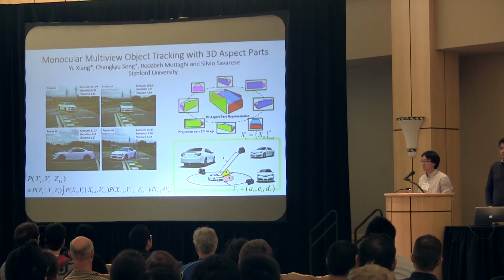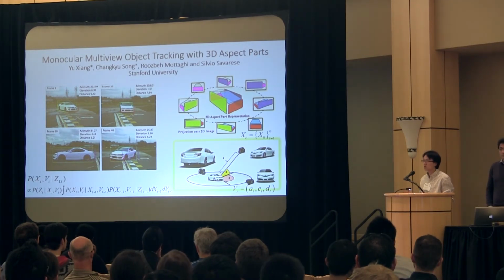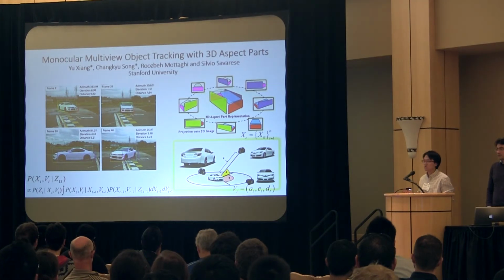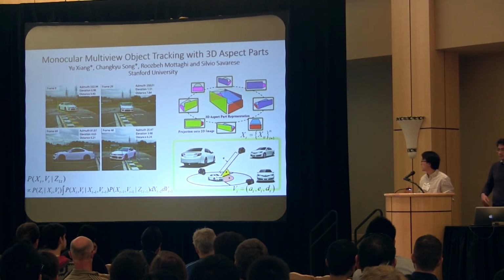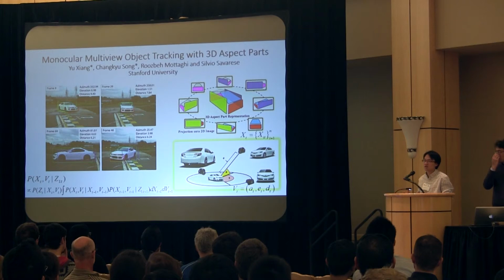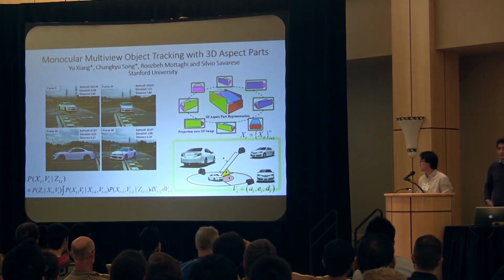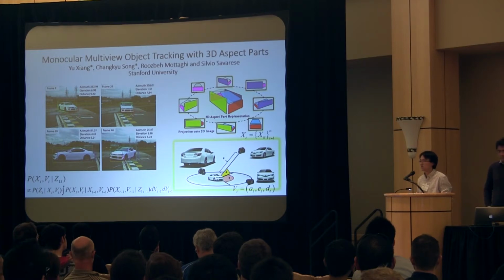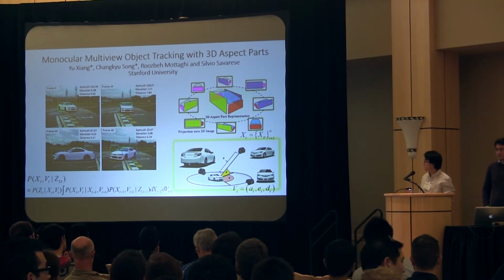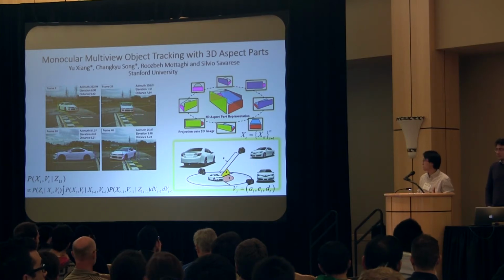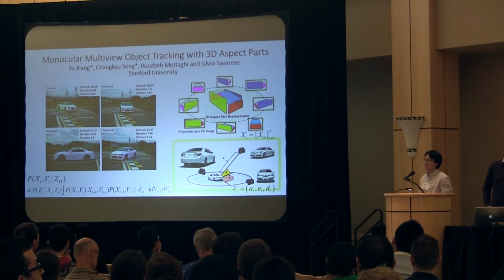So the goal of this project is to track an object from a video which is captured by a single camera, but the challenge is that the object may change its pose in time. So this actually causes some big challenges for the existing object tracking methods. The contribution of our work is we propose a novel multi-view object tracking method, which is able to not only track the 2D location of the object, but also track the pose of the object in time. Besides, we're also able to localize its 3D aspect parts.